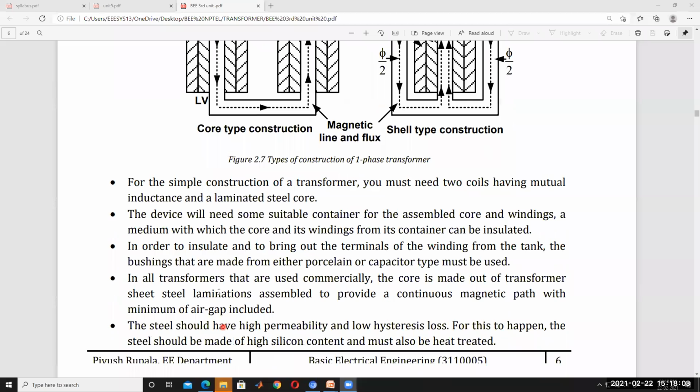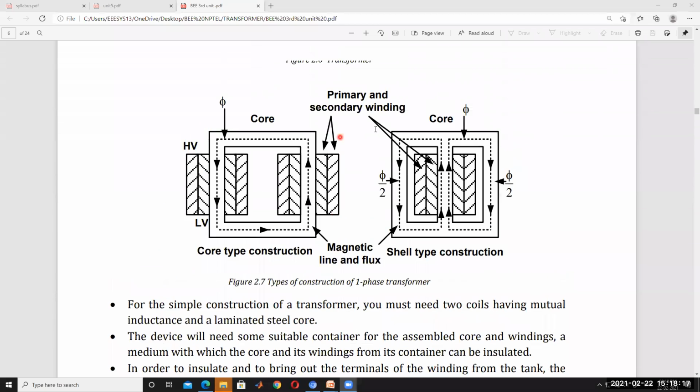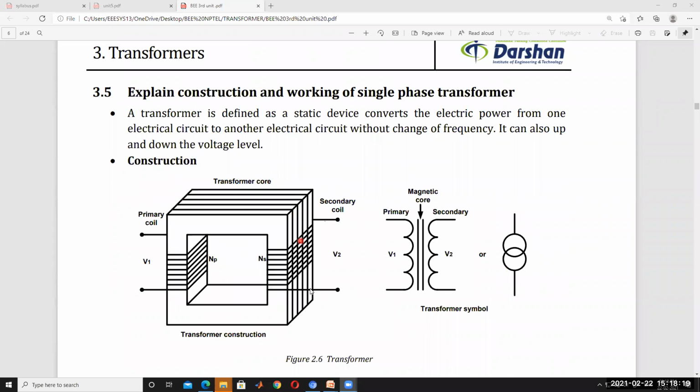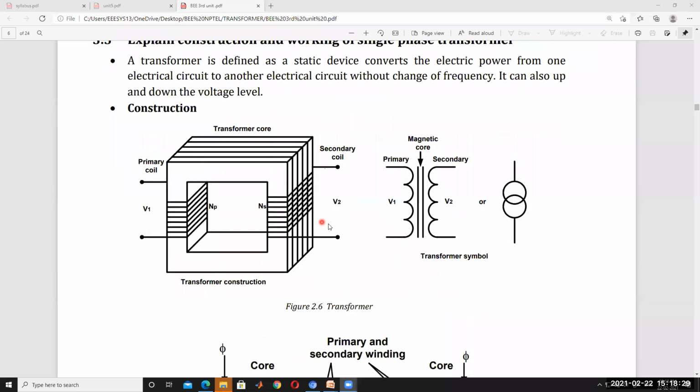In all transformers used commercially, the core is made from steel laminations assembled to provide a continuous magnetic path with a minimum of air gap included. So like this, one sheet, another sheet, and so on. Some minimum amount of air gap is there, and it is placed with insulation.